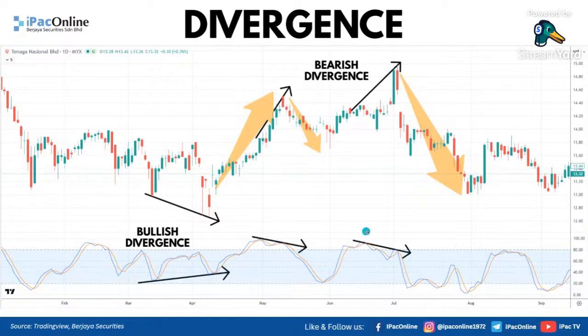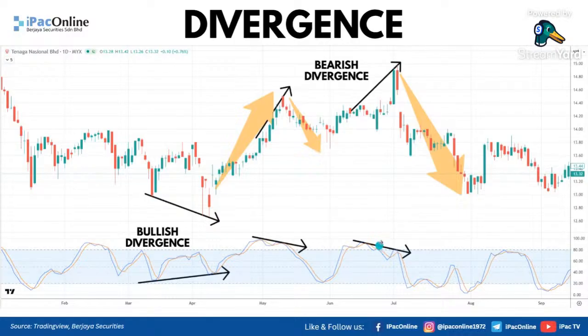Similarly, as the share price continues to trade higher, forming another leg and breaking into near 15 ringgit, what we are seeing on the stochastic is a lower high, trading downwards rather than going higher. So you can see there is divergence between the stochastics pattern and the price pattern.